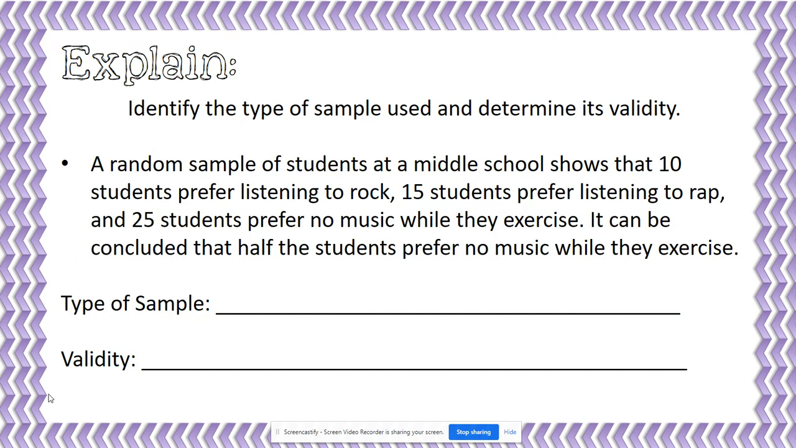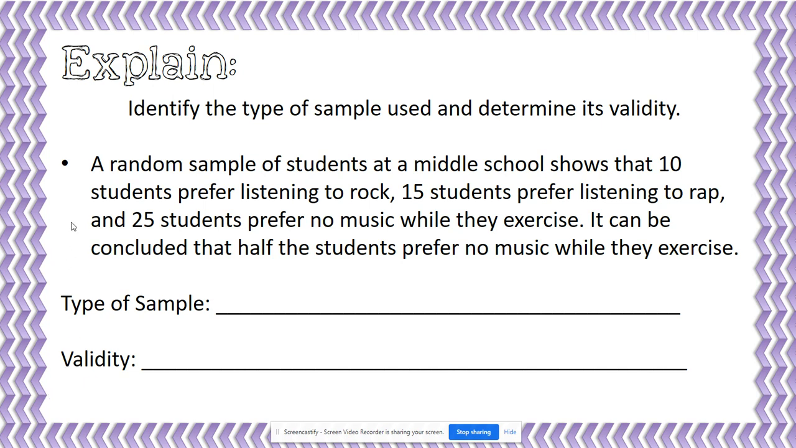So let's look at some examples and see if we can figure out what type of sample they've used and whether or not that sample is valid. A random sample of students at a middle school shows that 10 students prefer listening to rock, 15 students prefer listening to rap, and 25 students prefer no music while they exercise. It can be concluded that half the students prefer no music while they exercise.